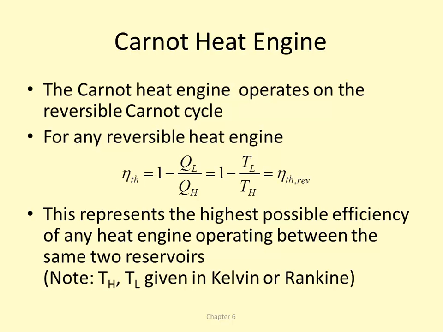For a Carnot heat engine, we can calculate the efficiency now. Before, we determined that it was 1 minus QL over QH. If it's a reversible heat engine, we said that the temperature ratio is equivalent to this Q ratio. So the ratio of the heat transfer is the same as the ratio of the temperatures of those reservoirs. And the Carnot heat engine represents the best case scenario, the highest efficiency for any system operating between those two reservoirs. And it's important to note that these temperatures are given in terms of absolute temperature units, so either Kelvin or Rankine.